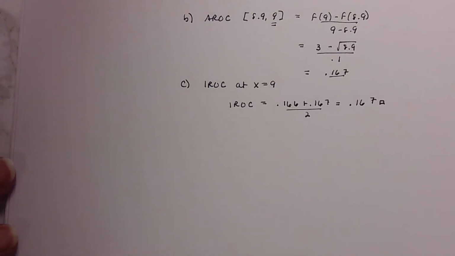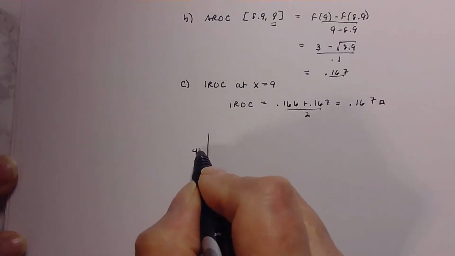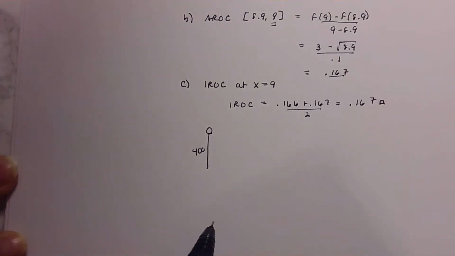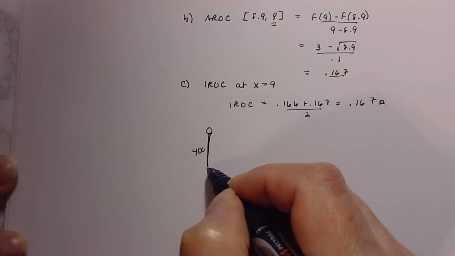In number 2, we've got a ball dropping from a height of 400 feet. So if you've got 400 feet here, you've got a ball on the end of this stick, this 400-foot stick. When it drops, the only distance it can go is 400 feet.